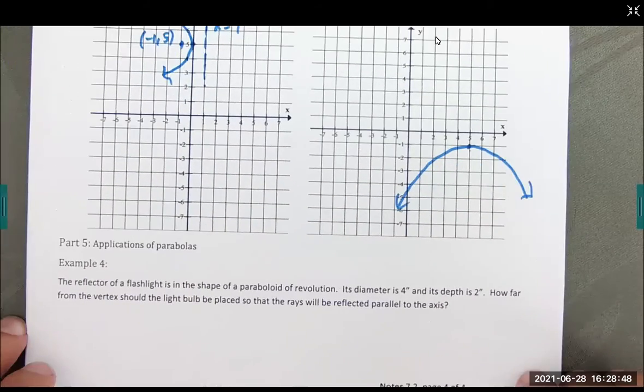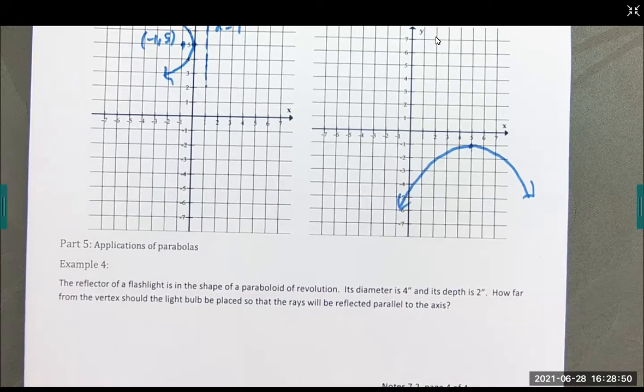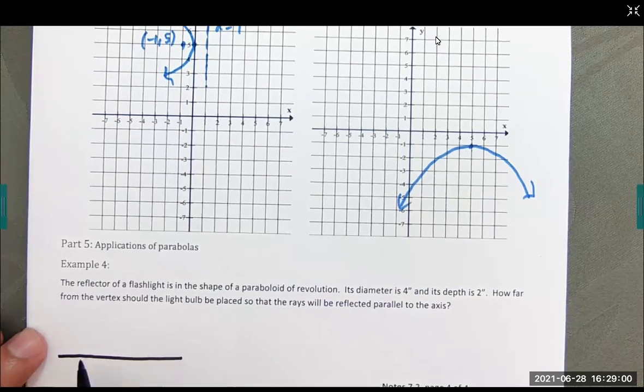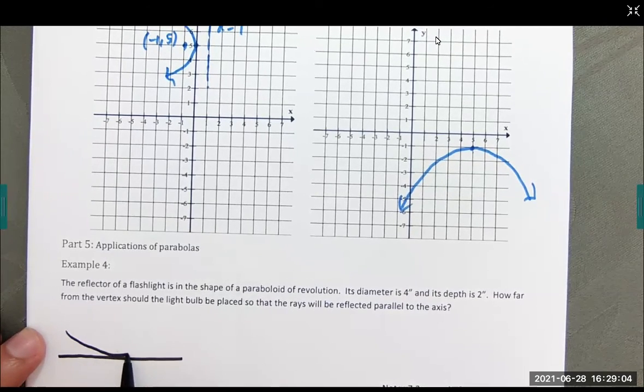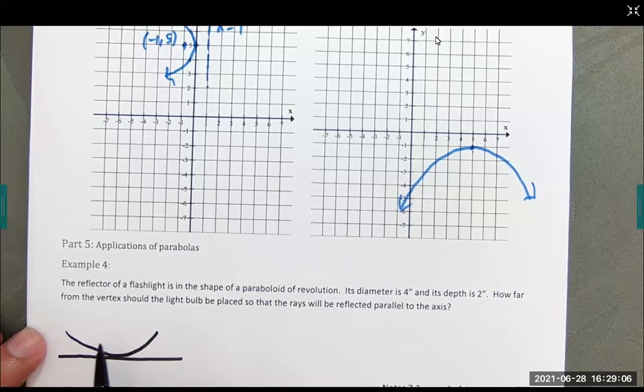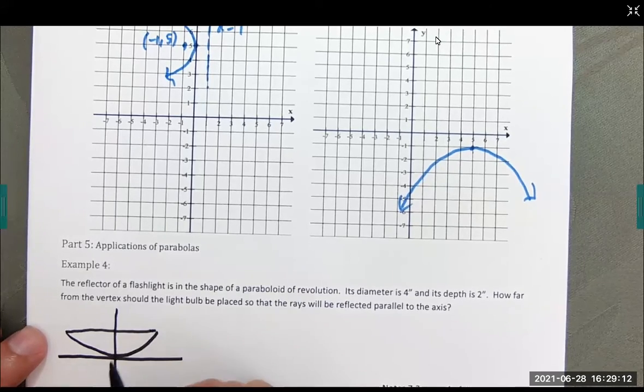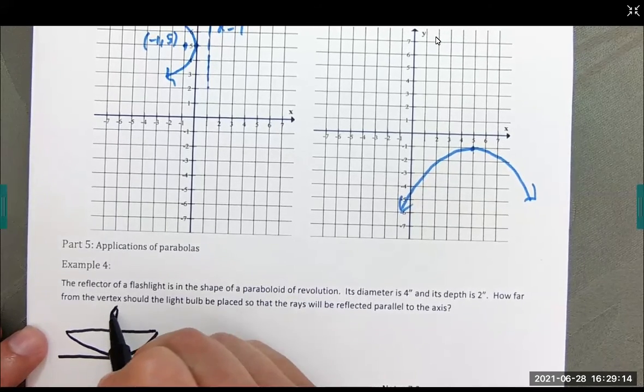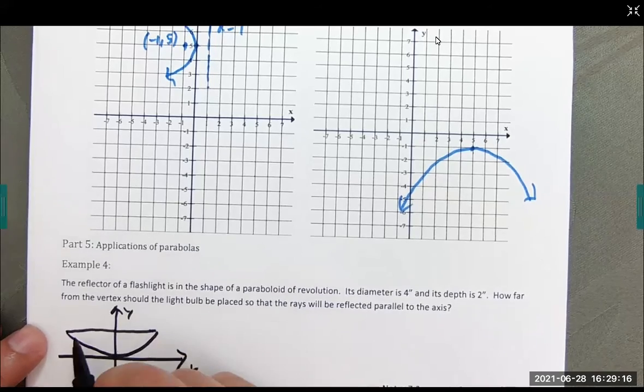All right. We have the reflector of a flashlight in the shape of a paraboloid of revolution. Its diameter is 4 inches, and its depth is 2. So let's draw this scenario. So we have a paraboloid, and this diameter, this whole distance here is 4.